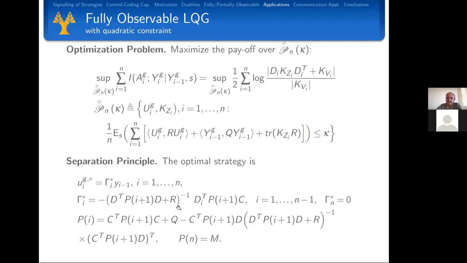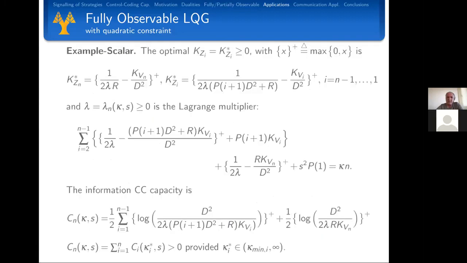That is precisely the optimal strategy of the linear quadratic Gaussian fully observed problem, where you have your gain, and then you have a control Riccati equation, which is the classical control Riccati equation of stochastic control of linear quadratic Gaussian problems with full information. Of course, now I just work out the scalar case here to see what is the information transmission.